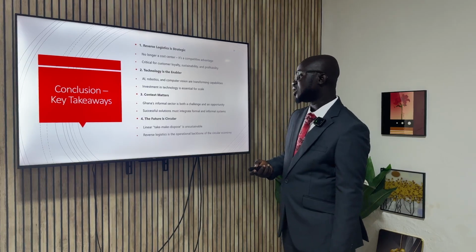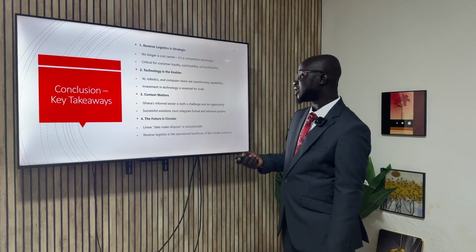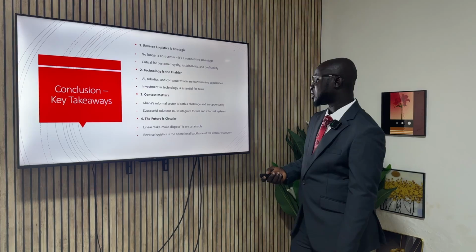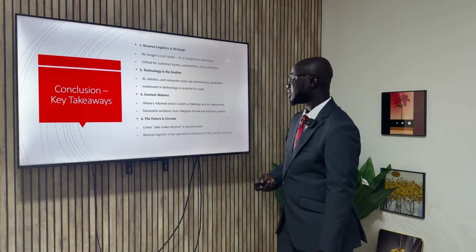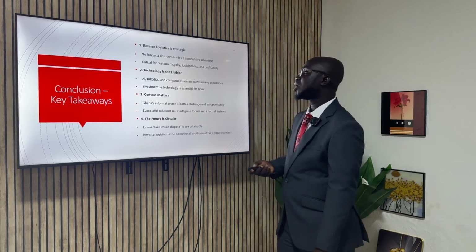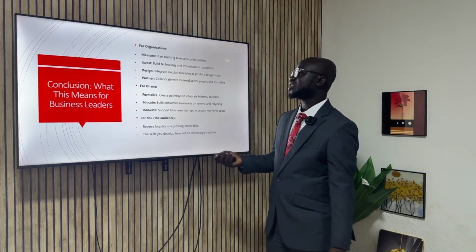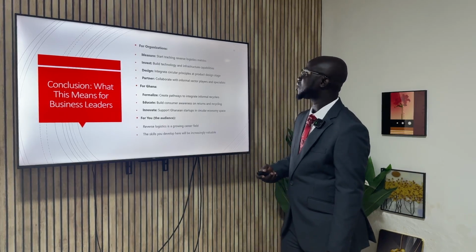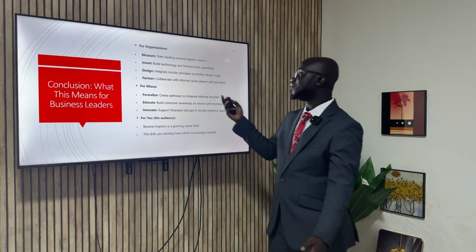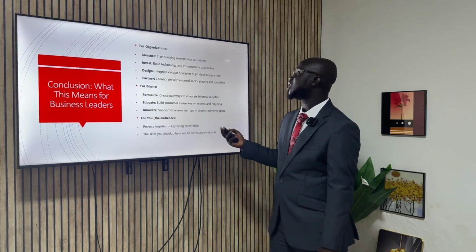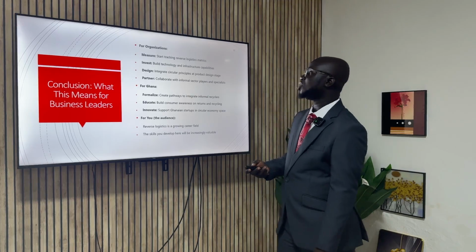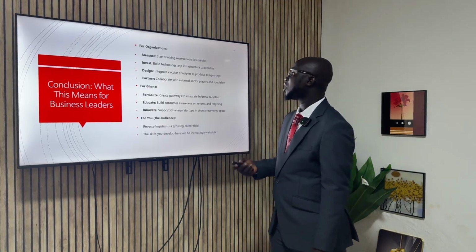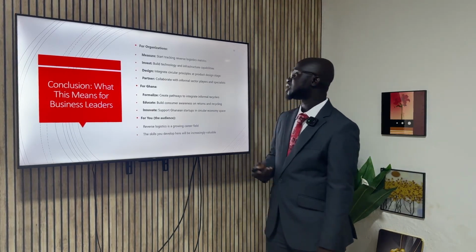Then we are looking at the future. The linear take-make-dispose model is very unsustainable. And reverse logistics, in fact, is the backbone of the circular economy. And what does this mean for organizations? Organizations need to start tracking reverse logistics metrics. They need to invest in technology and infrastructure. They should also design, that is, integrate circular principles at the product design stage.